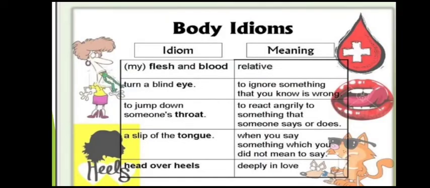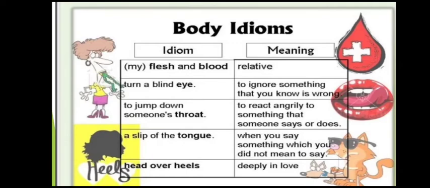There are different types of idioms, body idioms. When someone says flesh and blood, it means relative. Or turn a blind eye. Turn a blind eye means to ignore something that you know is wrong. Or someone says to jump down someone's throat. It means to react angrily to something that someone says or does.